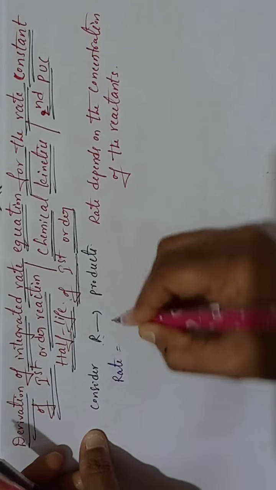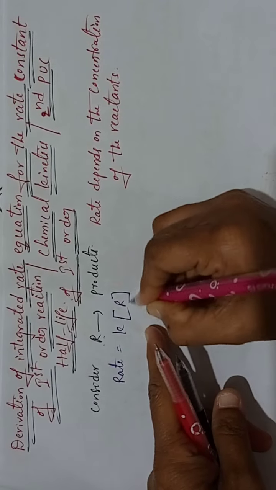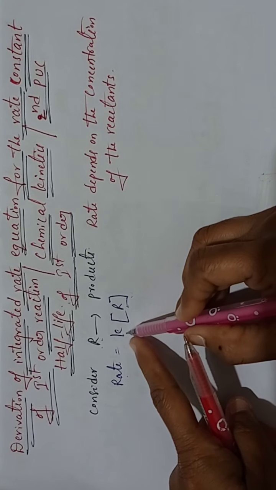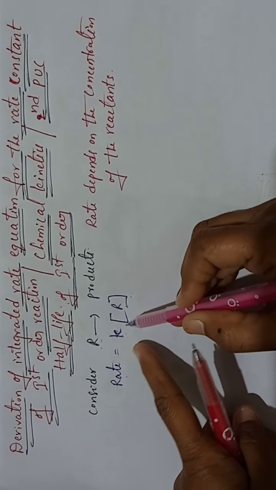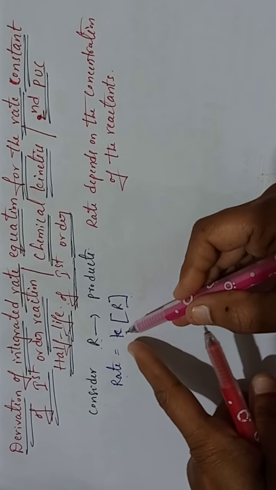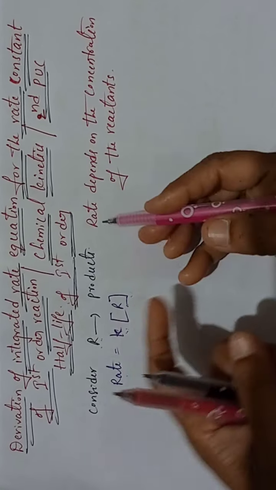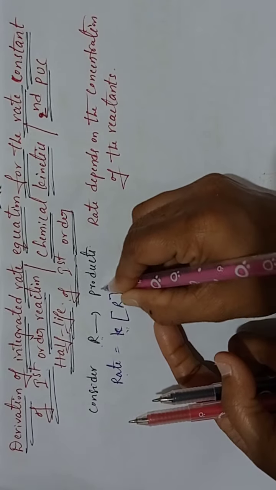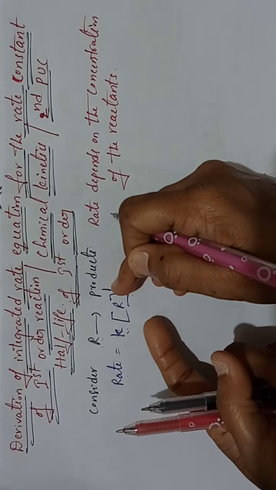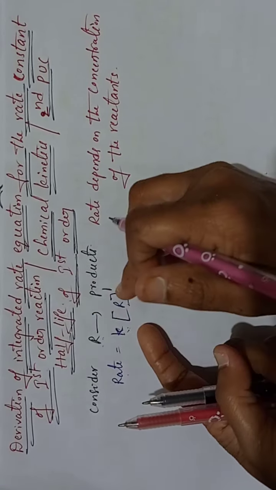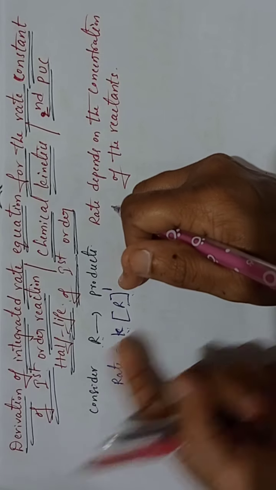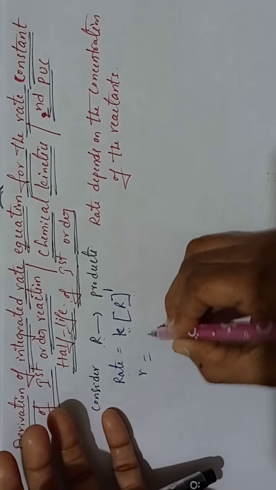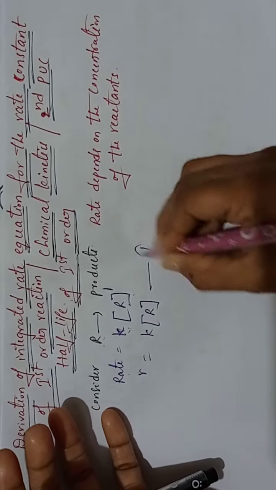Rate is equal to k into the concentration of the reactant. It depends on the concentration. Square bracket indicates the concentration of the reactant. k is the rate constant, or proportionality constant, or velocity constant, or we can say the specific rate of the reaction. Here it is a first order reaction, so I am going to take the order value 1. In zero order I took 0. This is the first order, so I am taking R power 1. Rate is equal to k into R. So this is equation 1.